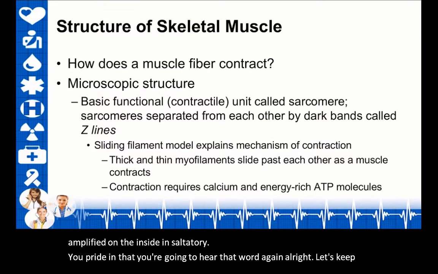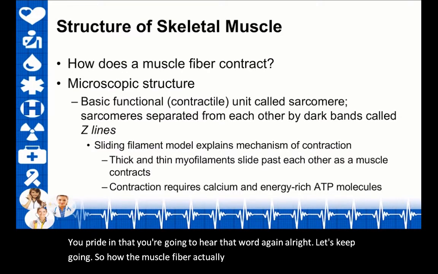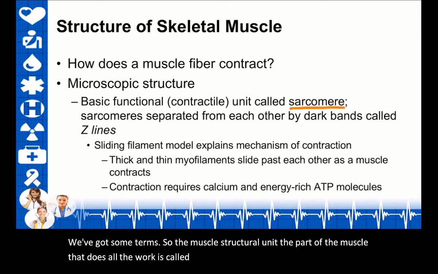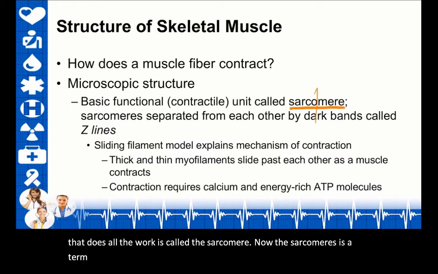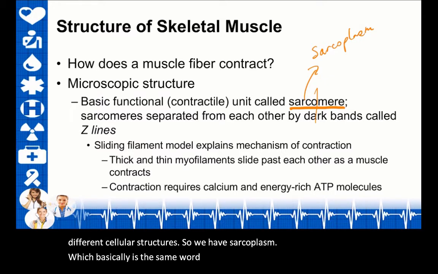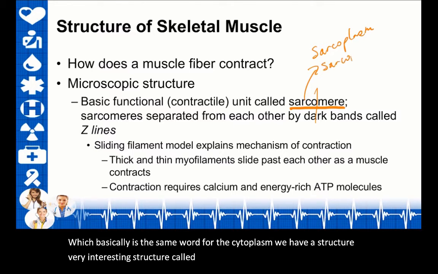So how the muscle fiber actually contracts. A couple things to highlight. We've got some terms. So the muscle structural unit, the part of the muscle that does all the work, is called the sarcomere. Now, the sarco portion is a term that we're going to see used in a few different cellular structures. So we have sarcoplasm, which basically is the same word for the cytoplasm. We have a very interesting structure called the sarcoplasmic reticulum.